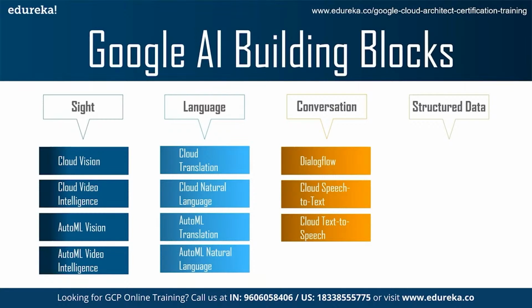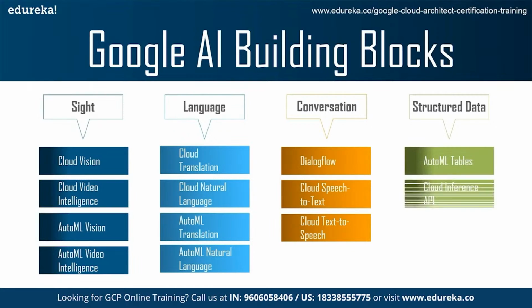Now we come to the last building block, which is structured data. The first product in structured data is AutoML Tables, which enables your entire team of data scientists, analysts, and developers to automatically build and deploy state-of-the-art machine learning models on structured data at massively increased speed and scale. This in turn transforms your business by leveraging your enterprise data to tackle mission-critical tasks like supply chain management, fraud detection, lead conversion, optimization, and increasing customer lifetime value.